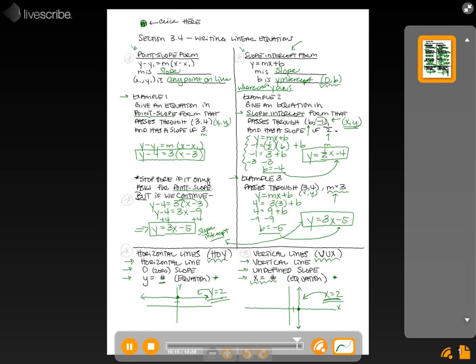Now those are our notes for section 3-4. The important parts were point-slope form, slope-intercept form, the fact that point-slope reduces to slope-intercept, and then this HOI VUX part at the bottom, graphing horizontal and vertical lines and what their equations look like. Make sure you understand all that, and those are your notes for section 3-4.